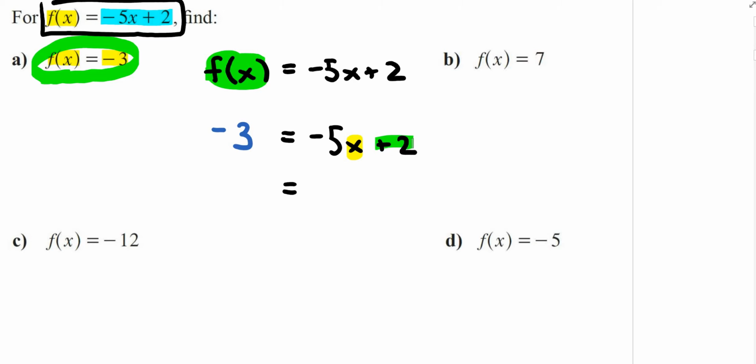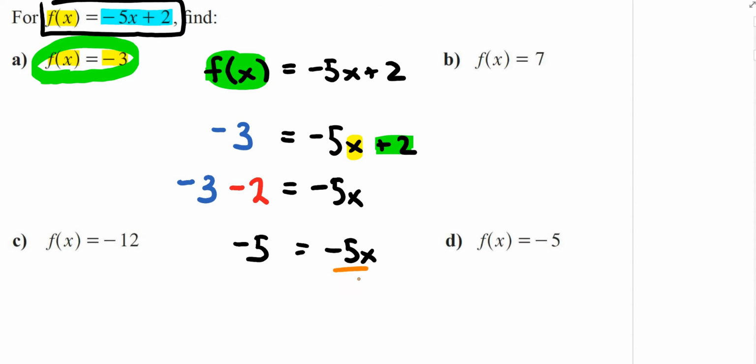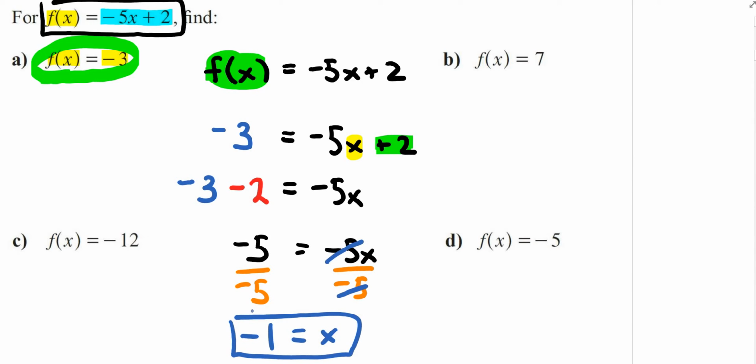So what do I do with this plus 2? Well, I bring it over, and now it becomes a negative 2. And then I have a negative 5x here. The negative 5x remains on the right-hand side. And on the left-hand side, negative 3 minus 2 is going to be negative 5. Then we can divide both sides by negative 5, and you'll see that those cancel off, and x equals negative 1. So for question 4a, x would equal negative 1 as a final answer.